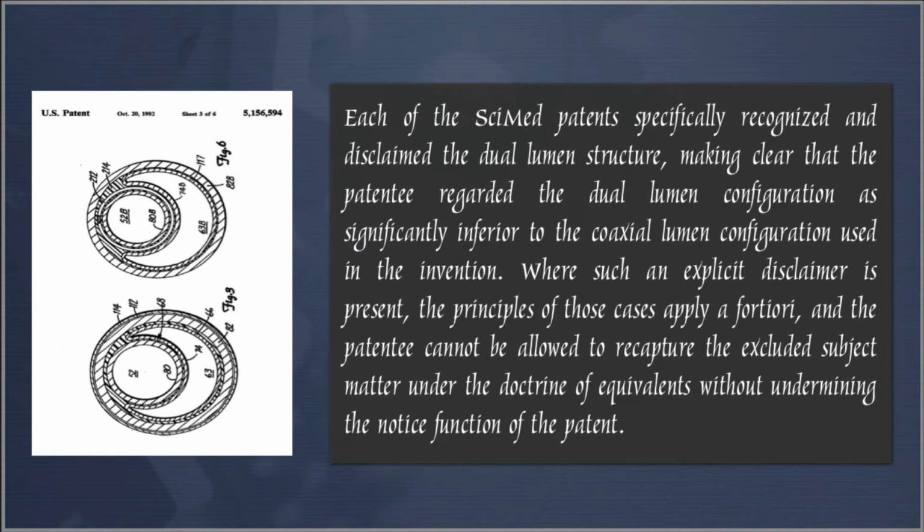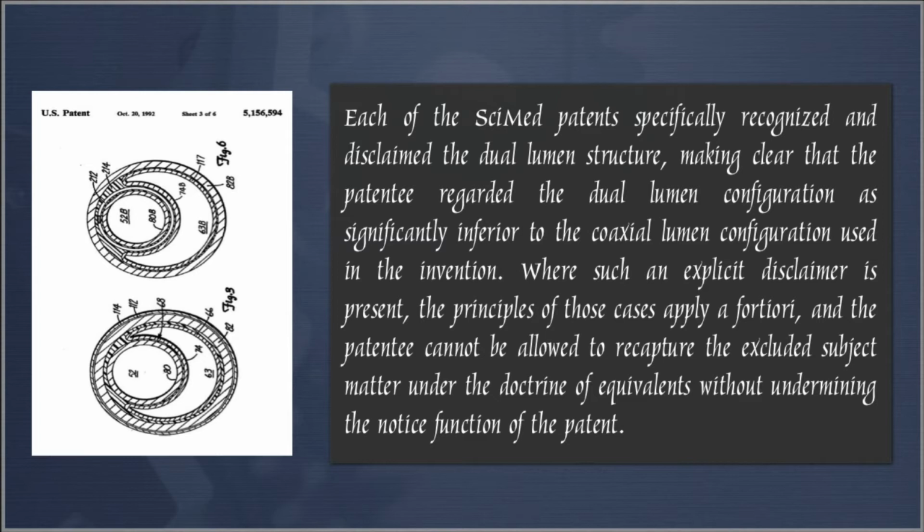Now, of course, the devil here is in the details, because the question always comes up, what is a disclaimer, right? How much do you have to say in terms of disclaiming subject matter? Because as you can imagine, strategic patent drafters are very rarely going to say things in their patent specification or in the prosecution history like, I disclaim dual lumen configurations. They just don't say that, right? What they typically do is things like saying, well, my configuration is better than the dual lumen configuration.